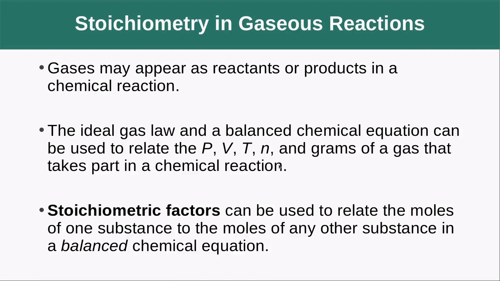Stoichiometry and gaseous reactions. Gases may appear as reactants or products in a chemical reaction. The ideal gas law and a balanced chemical equation can be used to relate the pressure, volume, temperature, number of moles, and grams of a gas that takes part in a chemical reaction. Stoichiometric factors can be used to relate the moles of one substance to the moles of any other substance in a balanced chemical equation. So we were figuring out moles before, and now we have an equation to relate the moles to the pressure, volume, and temperature. So this allows us to do some different, a little bit more complex calculations.